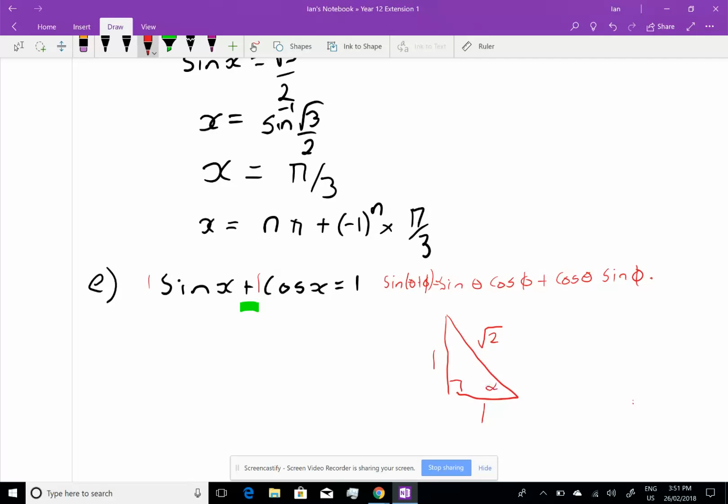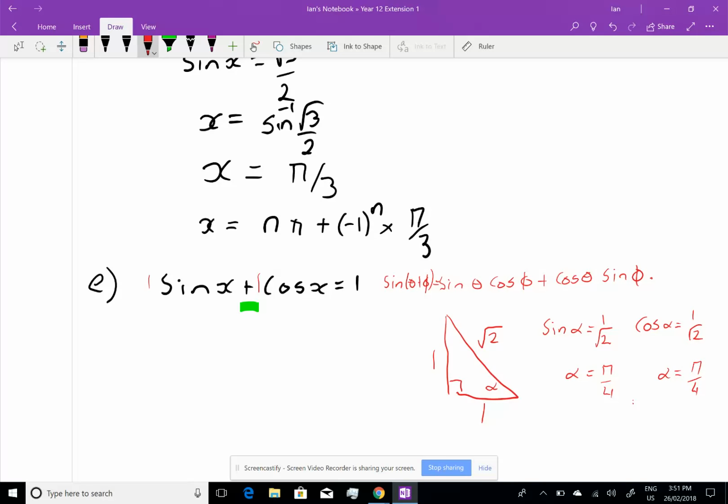So it doesn't matter because I'm going to put my alpha there, and sine alpha equals 1 on root 2, and cos alpha equals 1 on root 2. Alpha will equal pi on 4. We don't need that straight away. It doesn't matter which one we do.